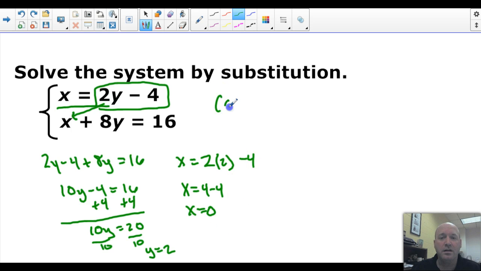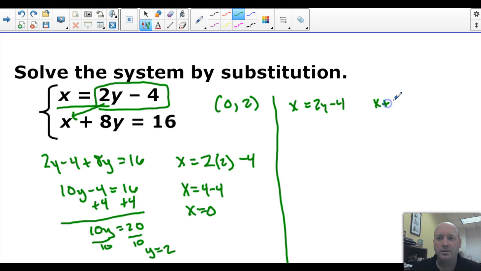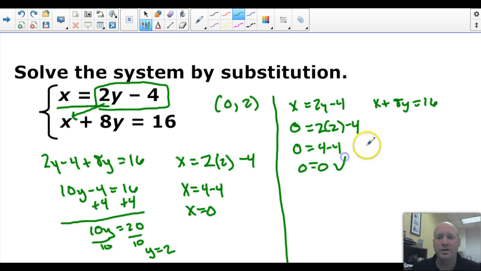So we think that (0, 2) is the solution to this system, and you should check it by substituting into the original equations and making sure both of them are true. So x equals 2y minus 4: 0 equals 2 times 2 minus 4. I took 0 for x and 2 for y, and I substituted them, and I get 0 equals 4 minus 4, which means 0 equals 0, and we are correct there.